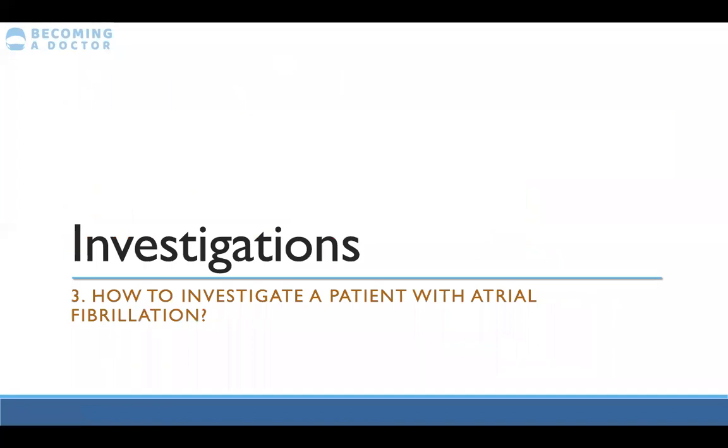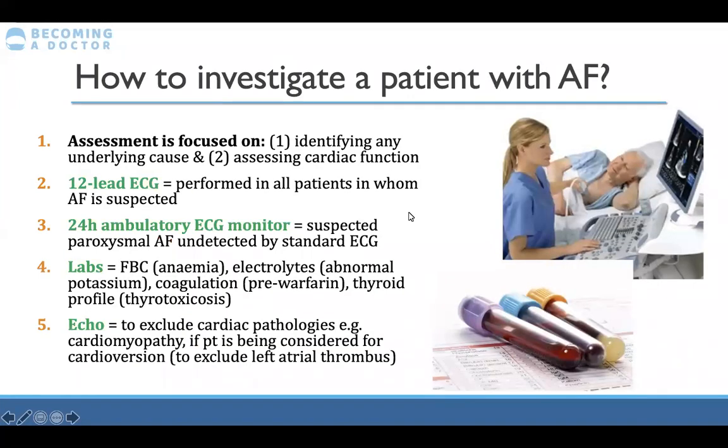Cool, so moving on to investigations. Right, so when investigating for potential AF in a patient, we need to firstly identify the underlying cause which has led to this, and that will ultimately influence how we then go about treating this patient. And two, we want to assess cardiac function. So an ECG should be performed in all patients, whether symptomatic or not, in whom AF is suspected because an irregular pulse has been detected.